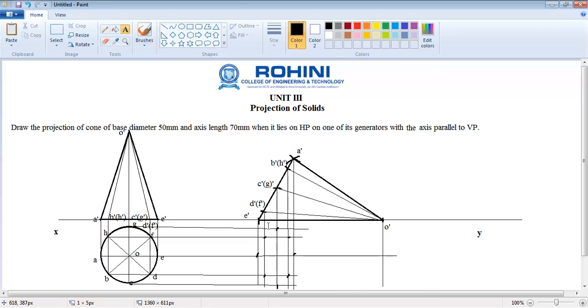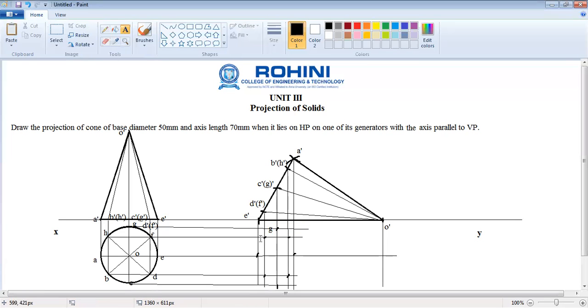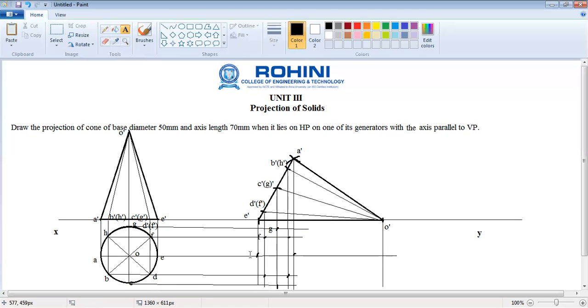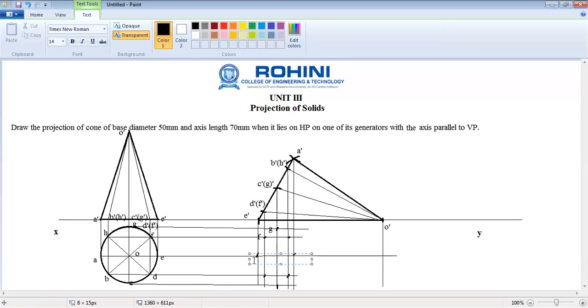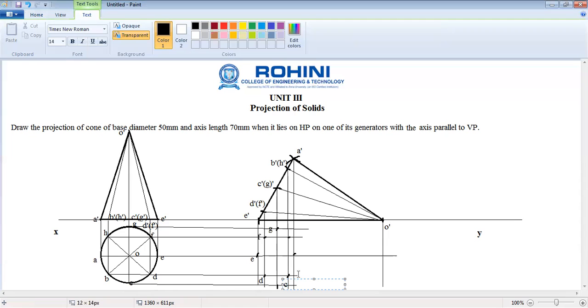Write the names: this one is G, F, E, D, C, B, A, and H. And this point is O.